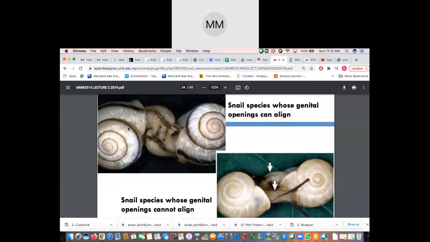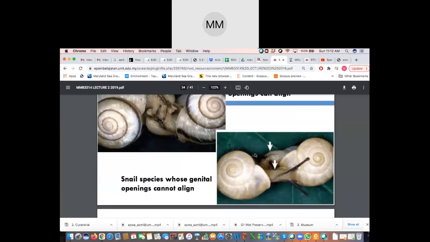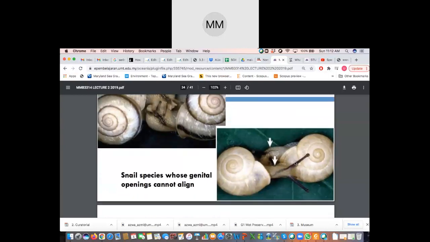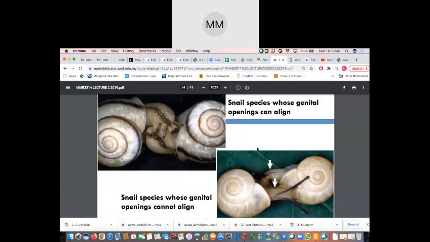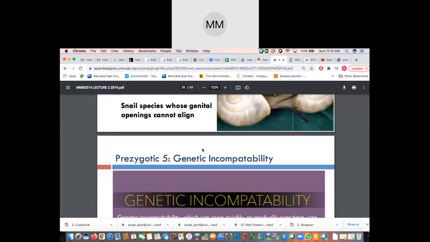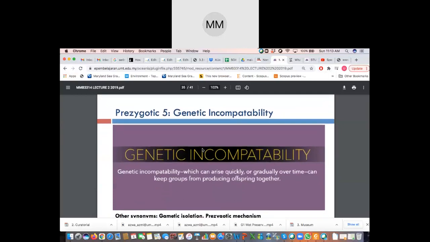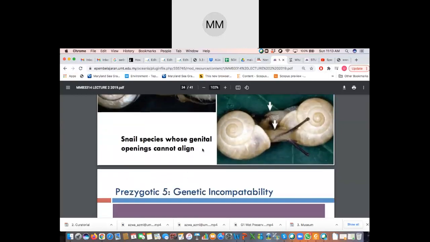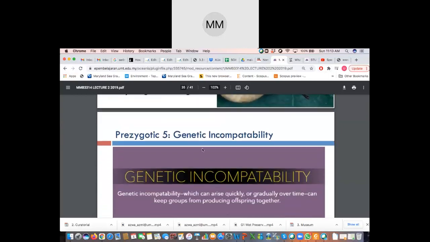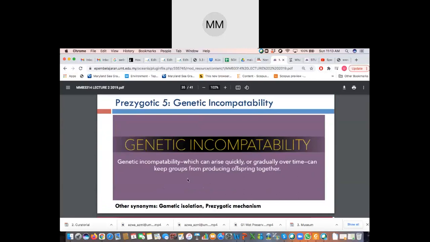So obviously this one has to be, in a way, opposites of each other in order to align well. But if they have the same alignment, it's going to be very difficult to actually exchange their gametes. So that also is another form of anatomical similarities. Then you have genetic incompatibility.